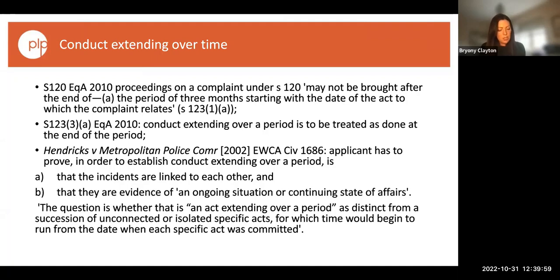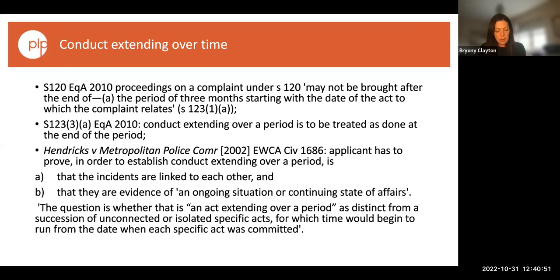So looking at conduct extending over time, sometimes referred to as a continuing act, I've set out the relevant statutory provisions there. Section 123(3)(a) of the Equality Act: conduct extending over a period is to be treated as done at the end of the period. And in the leading case of Hendricks and Metropolitan Police Commissioner from 2002, Court of Appeal, the applicant has to prove the incidents are linked to each other, that there's evidence of an ongoing situation or continuing state of affairs, and the question is whether an act is extending over a period as distinct from a series of unconnected or isolated specific acts. And for those, time would begin to run from the date when each specific act was committed.